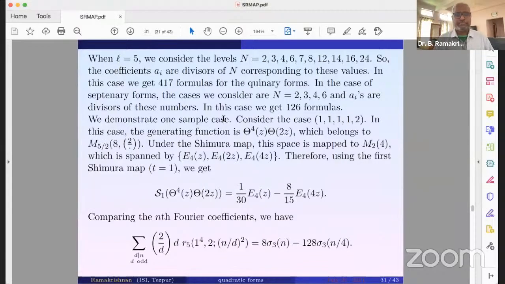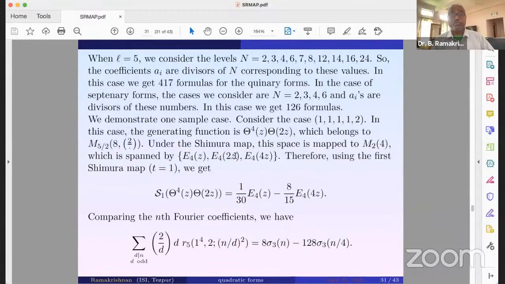So one sample case we demonstrate, and the remaining case is similar. Take this same case of Cooper's result, 1, 1, 1, 1, 2. There is a 5 variable with 4, 1 coefficient and 1, 2 coefficient. The generating function is theta power 4 into theta of 2z, which is a weight 5 by 2, level 8, 2 by dot character form.